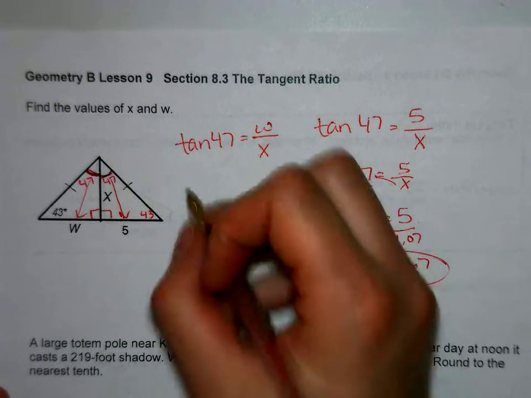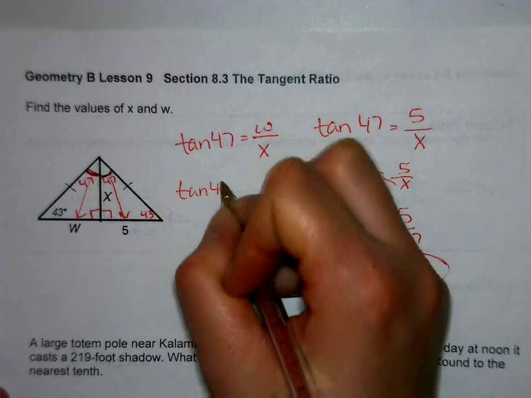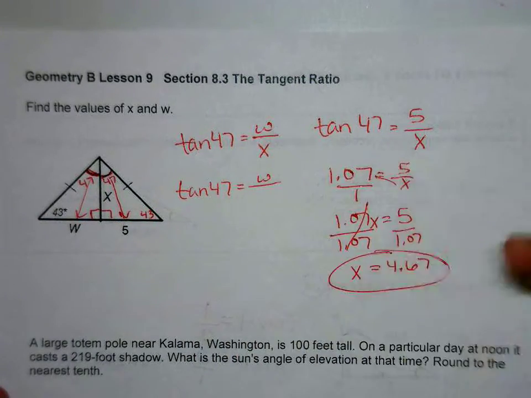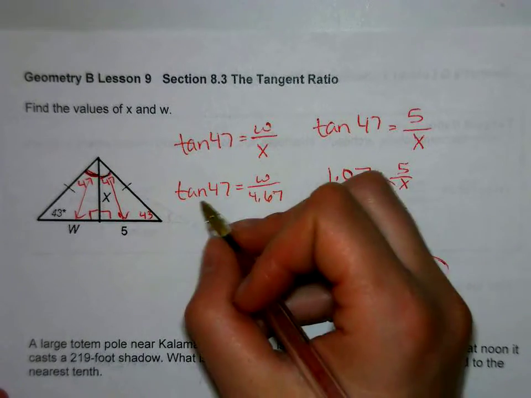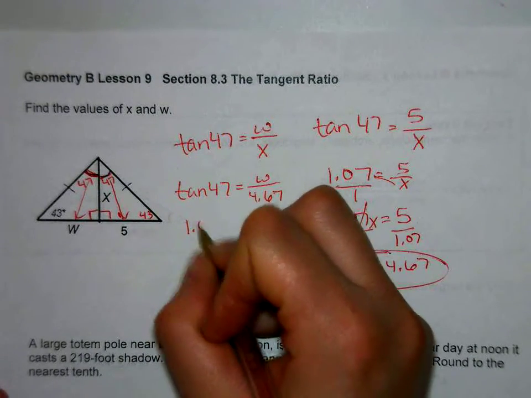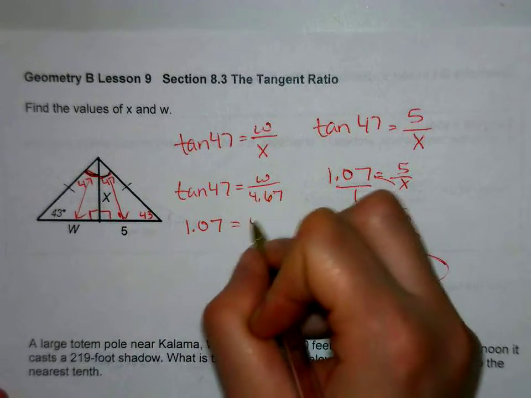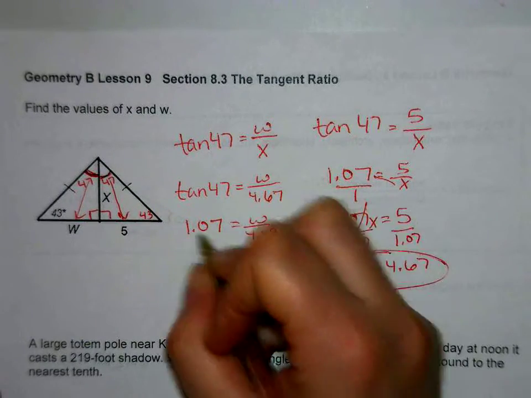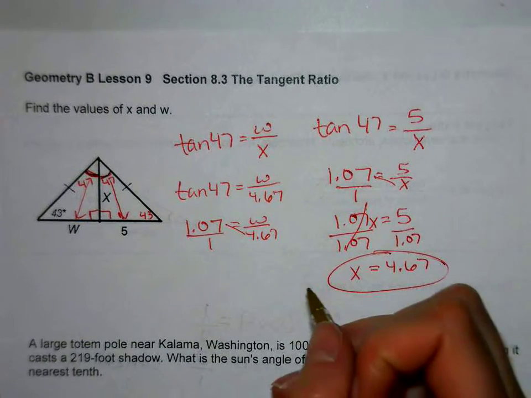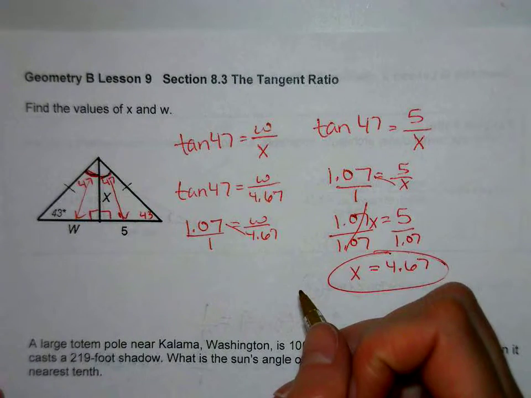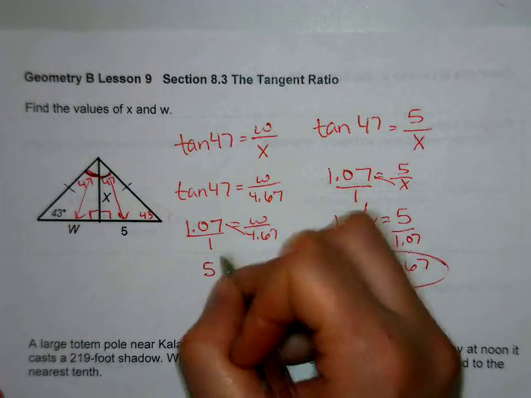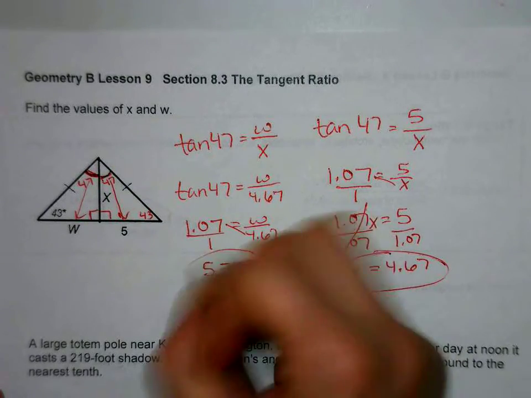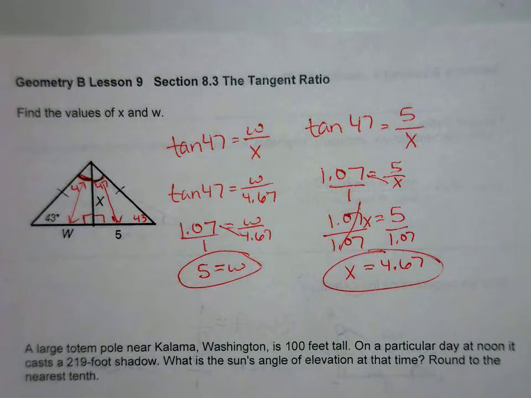So now knowing that, we can plug that in to help us solve for w. So x is 4.67. Tangent of 47, we know from before, is 1.07. So if we cross multiply, 1.07 times 4.67 is 5. 1 times w is w. So w equals 5.